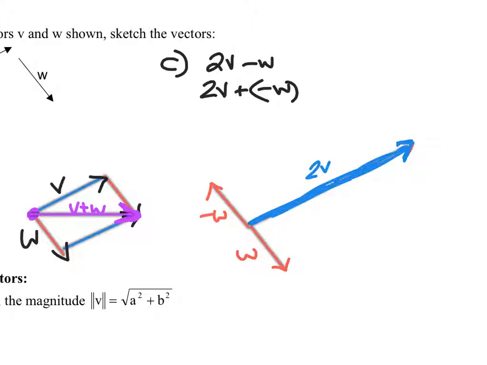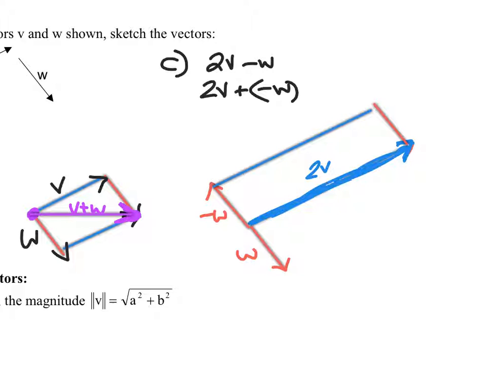Would you be wrong by putting the negative W at the other end of the 2V? No, you can put it there. It's going to go there eventually anyway. So I'll put my negative W on the other side, creating that parallelogram, and then I'll do the same thing with 2V. I'll just do it here and then move it over. Hopefully it'll work. And it did. So I got my parallelogram.